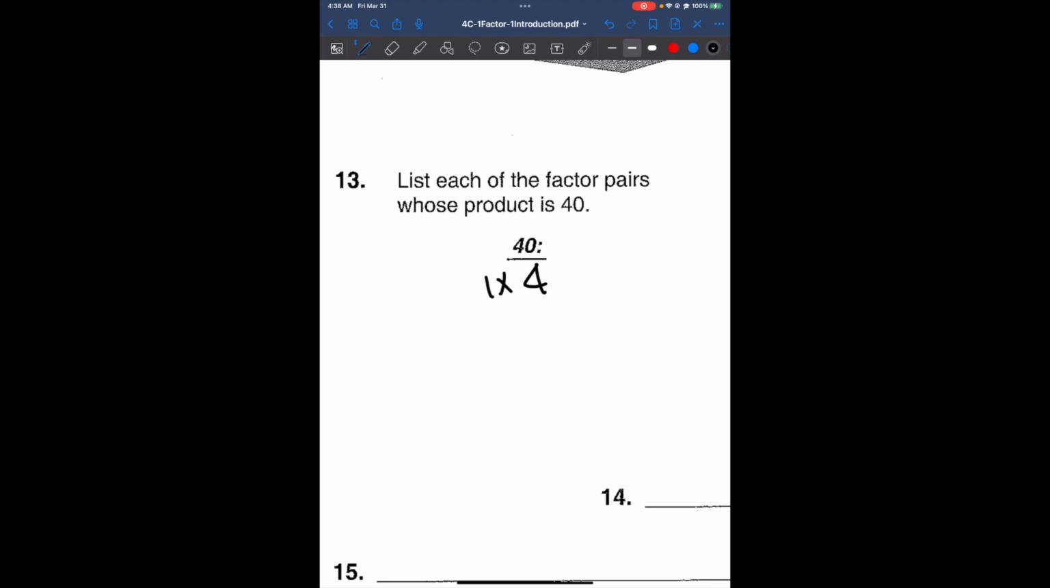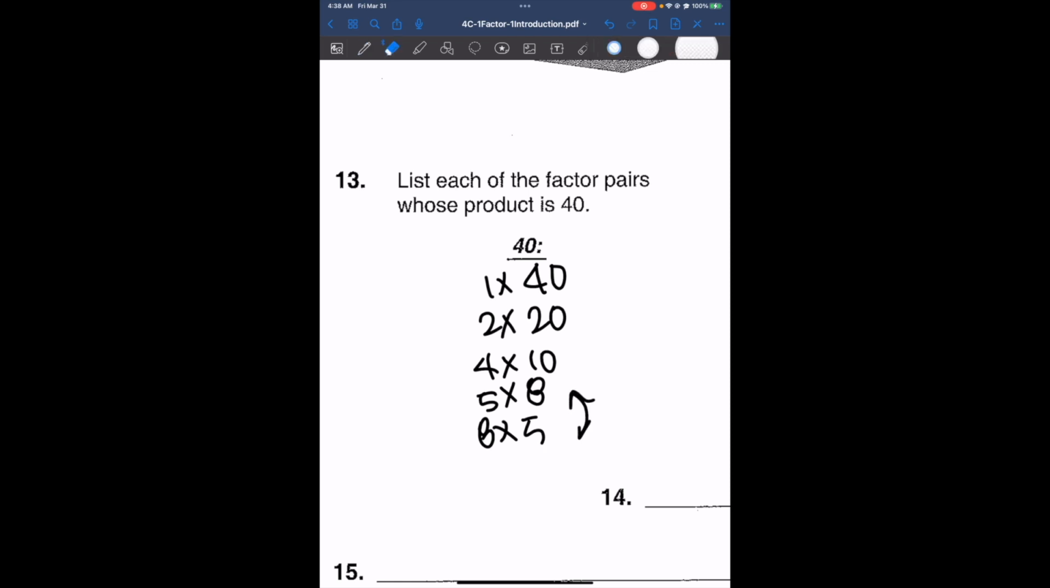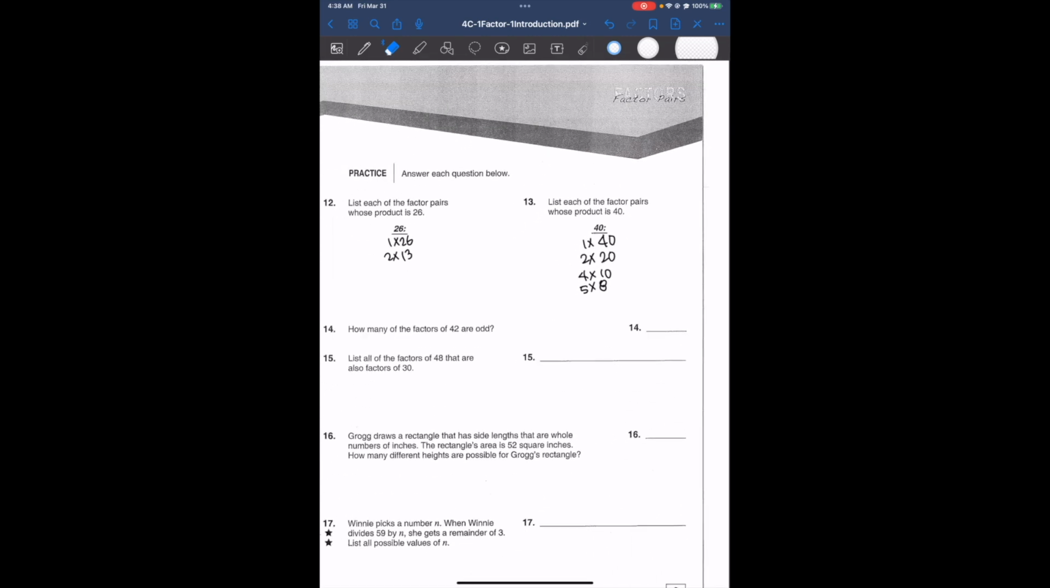Whose product is 40, so we have 1 and 40. It's divisible by 2, so 2 and 20. Not divisible by 3. Then we have 4 and 10. Then we have 5 and 8. And then the next is going to be 8 and 5, so it's going to be repeated. So we have 4 factor pairs that we can list.